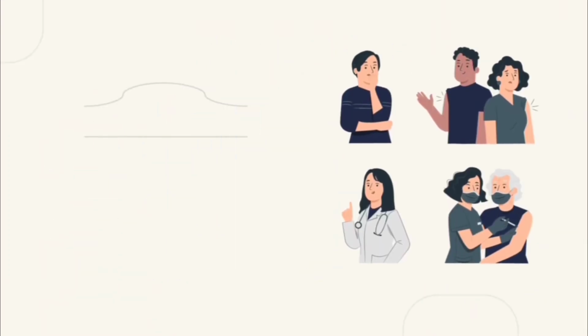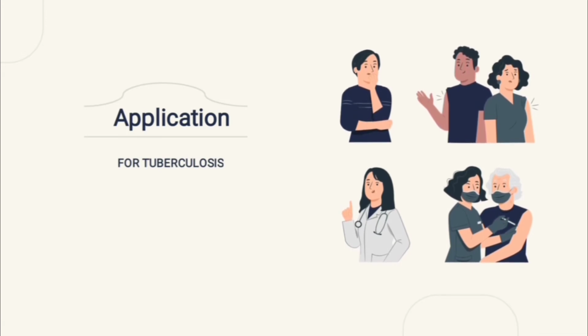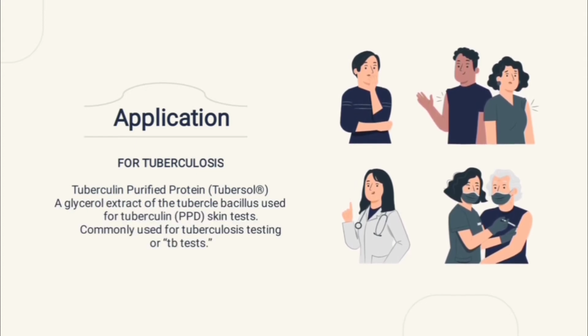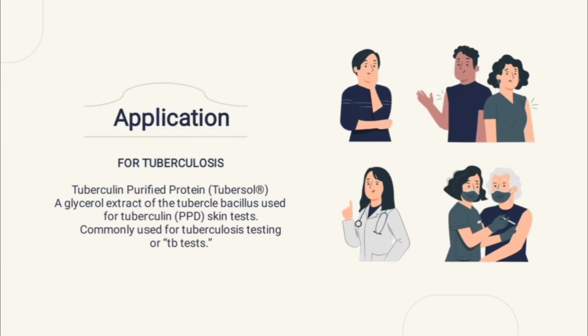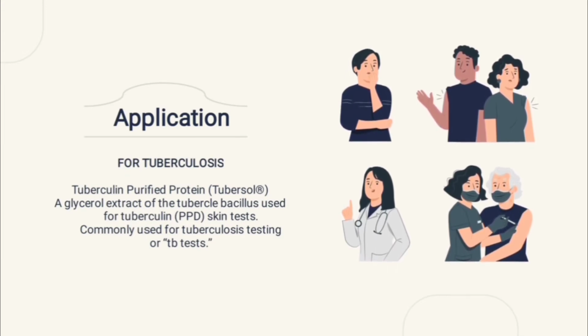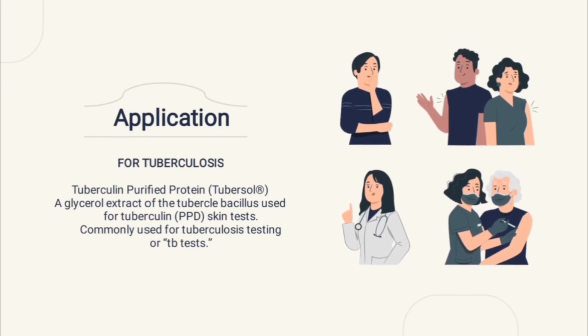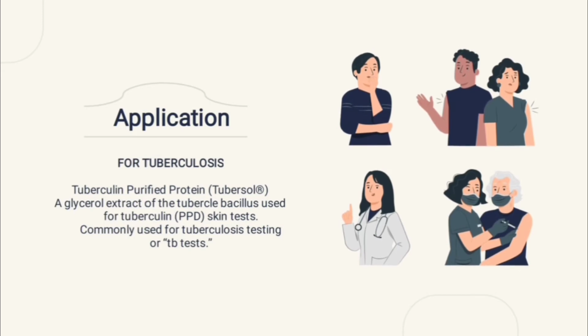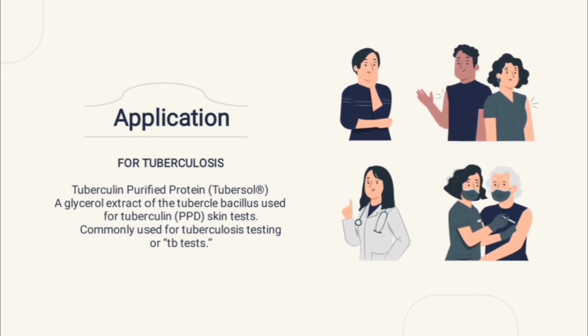For the application, it is mainly used for tuberculosis, as the name suggests. Tuberculin syringe, tuberculin, tuberculosis. An example is tuberculin purified protein or Tubersol. It is a glycerol extract of the tubercle bacillus used for tuberculin skin tests. Tuberculin is a PPD or purified protein derivative. It is commonly used for tuberculosis testing, or TB tests, or diagnosing tuberculosis.